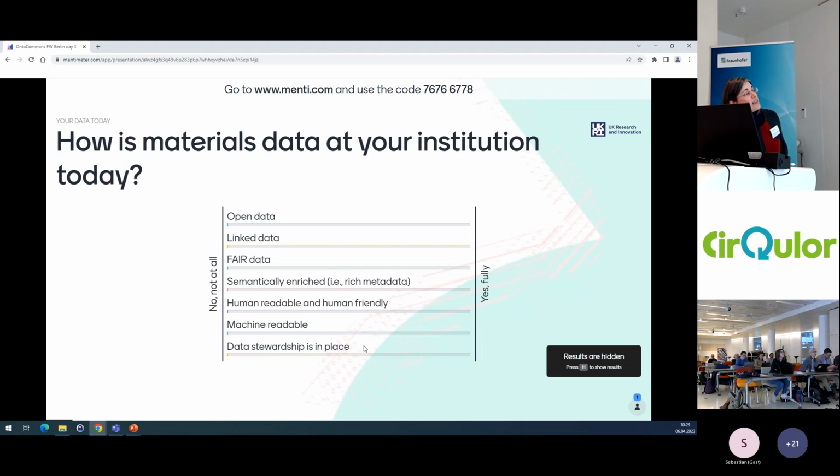So whether it is semantically enriched, so it contains rich metadata or not. Is it human readable or human friendly in terms of data and metadata? Is it machine readable? And do you have data stewardship in place or not?